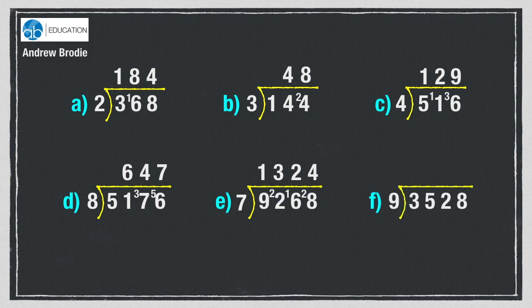9 into 3 won't go. 9 into 35 goes 3 times. 3 9's are 27, so there's 8 left. 9's into 82 go 9 times. 1 left. How many 9's in 18? There are 2. Final answer, 392.